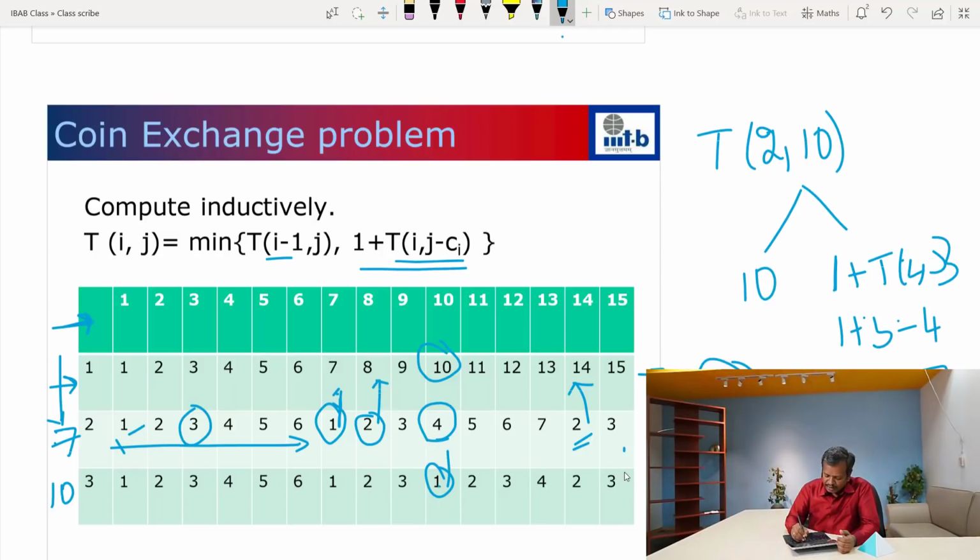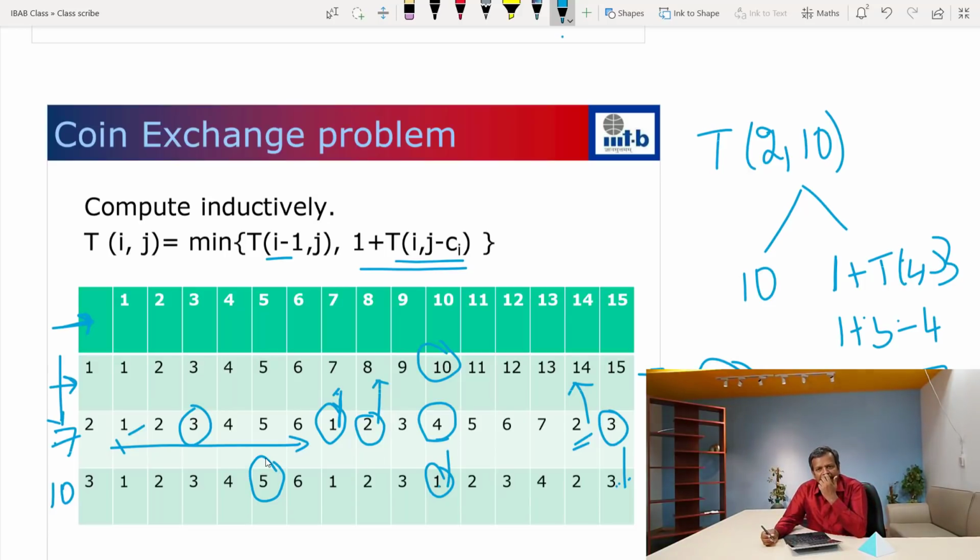If I have to pay for 15 using the first 3 coins, this is the minimum of 3 comma, so that means that I don't use the third coin at all. In that case, using the first 2 coins, the answer is 3. But if I decide to use the third coin, so one coin is used, then I have to pay for 5. So if I have to pay for 5 using the first 3 coins, the entry that I have to look at is this.